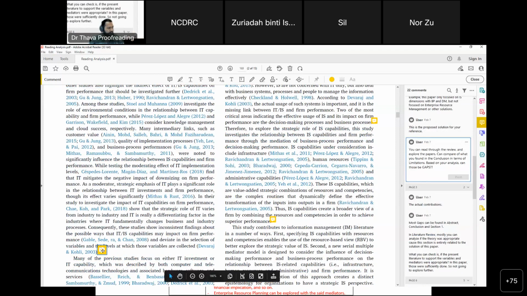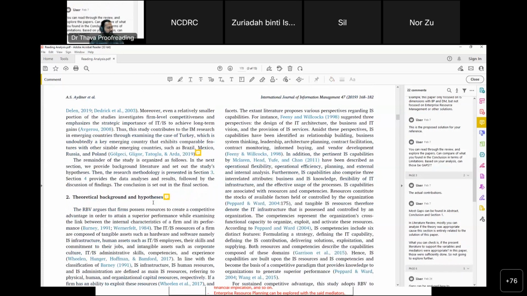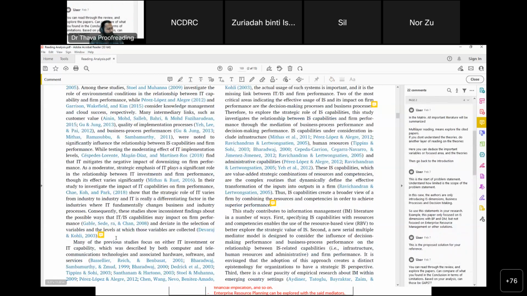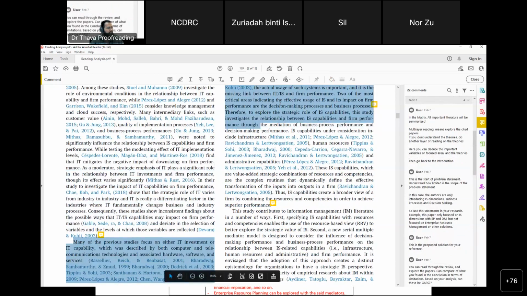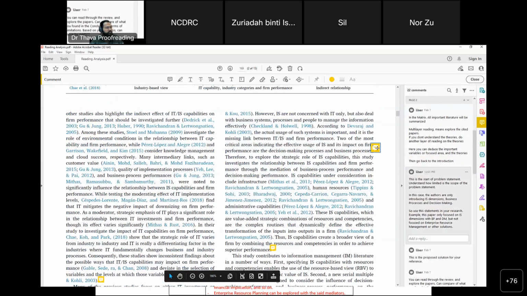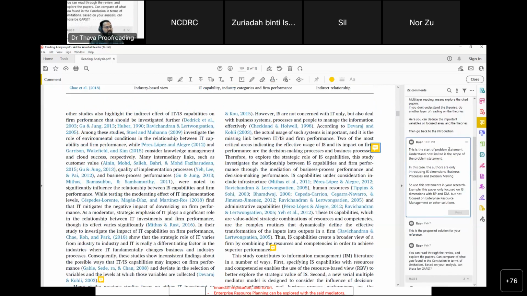Sorry, not this. No, this is wrong. Forget this. This is the literature review part. From here is where the problem statement will be. These are all problem statements. After the literature review, usually these are the problem statements. So this is the start of the problem statement.